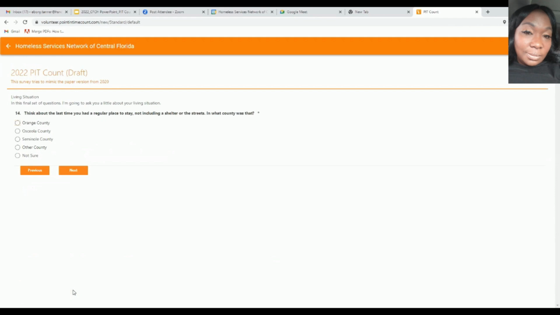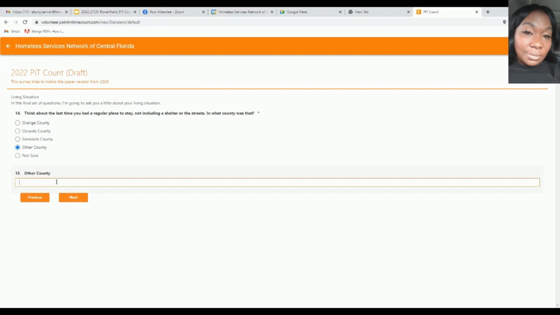And then their living situation. You want to think about the last time you had a regular place to stay, not including a shelter or the streets, and in what county was that? So this might take some time and some assistance from you in asking them, when was the last time you stayed in a sheltered place and where was this? If they're not sure, you can put not sure. If they remember if it was in Orange County, Osceola County, Seminole County, or another county. And so we're going to put other county. And then that prompts you to say what county. And so for now, I'm going to put Dade.